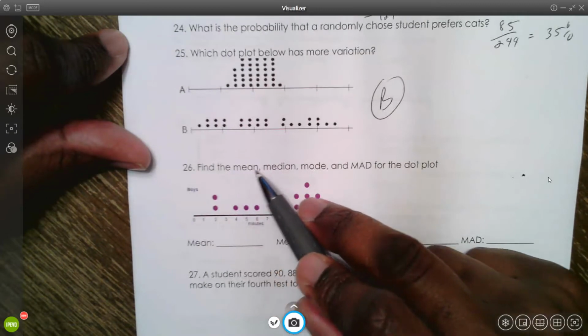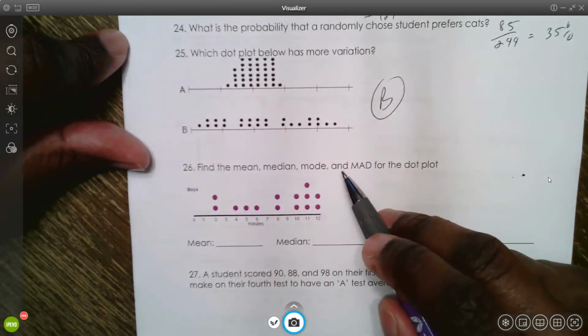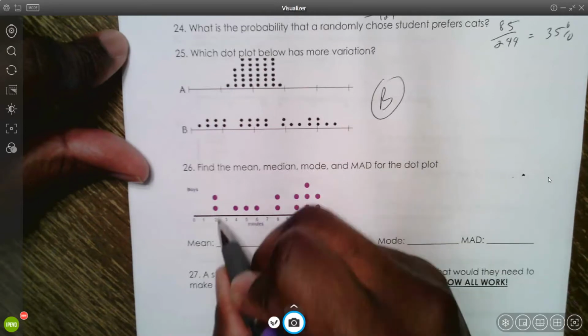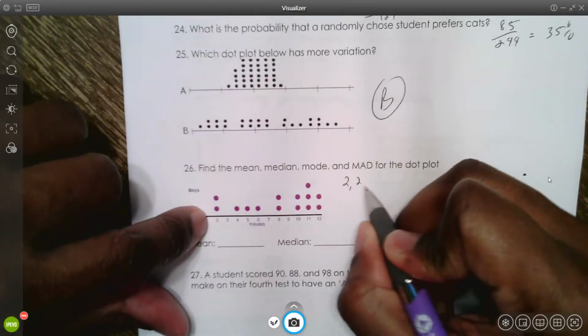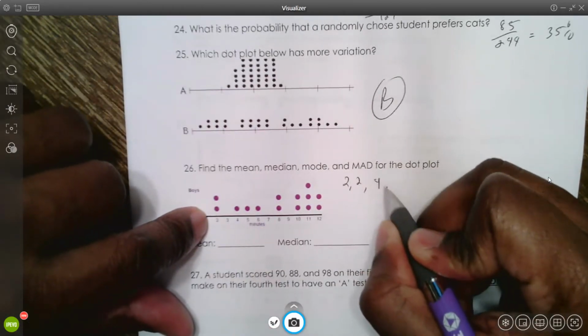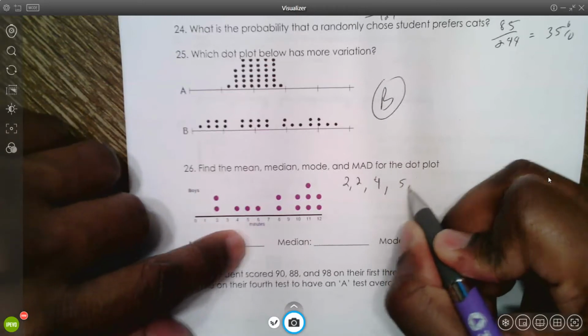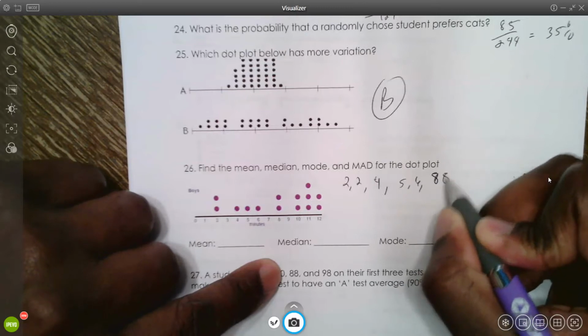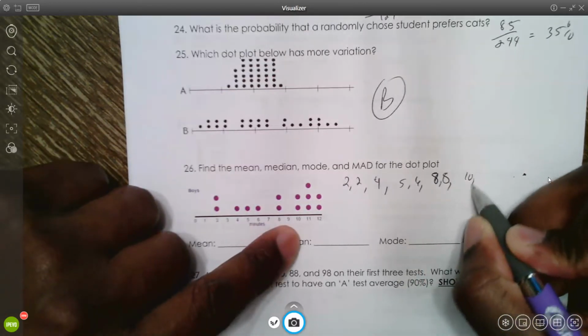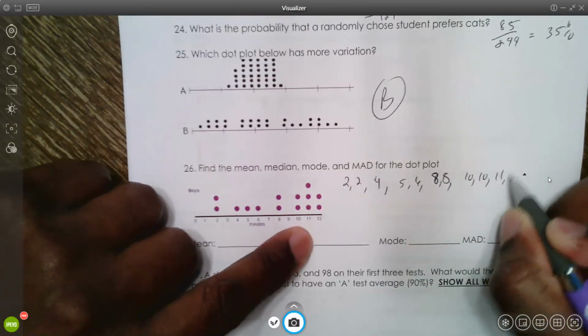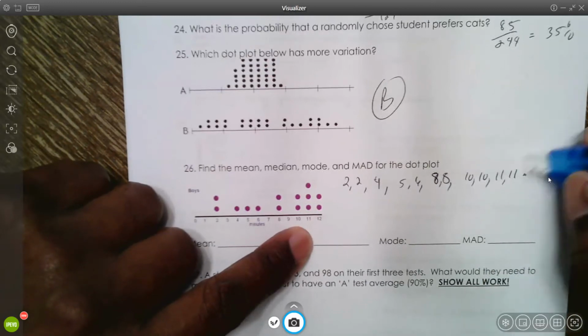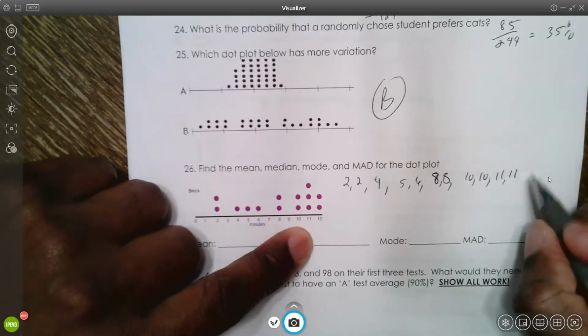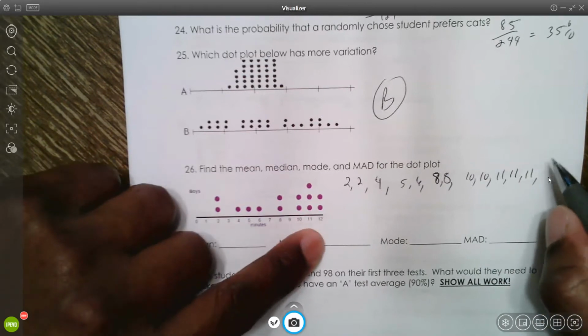26 says find the mean, median, and mode, and the MAD in this dot plot. So I'm going to first rewrite this. I got 2 2s, 4, 5, 6, 7, or there's no 7, 8, and an 8, 2 10s, 3 11s, and 2 12s.